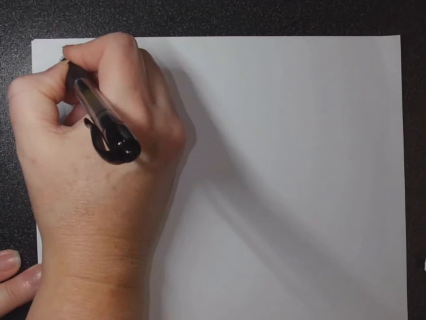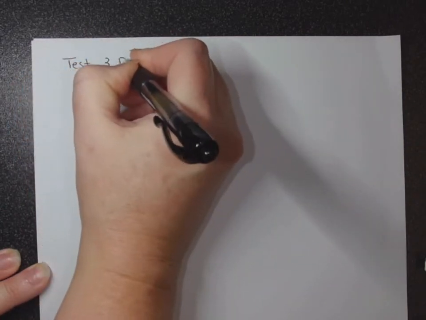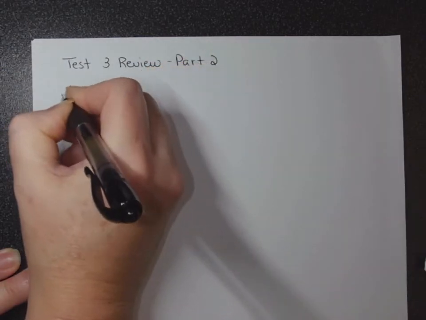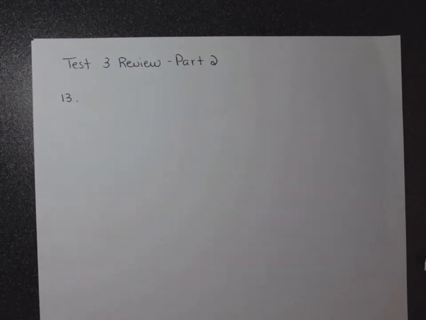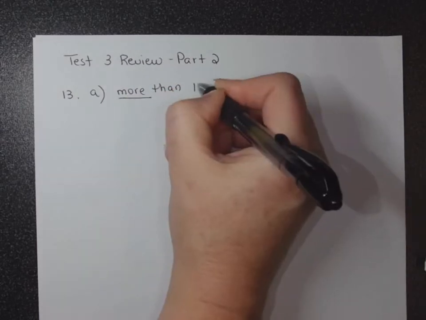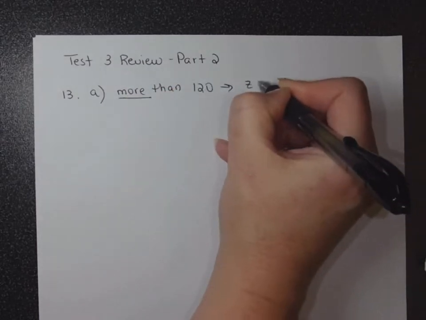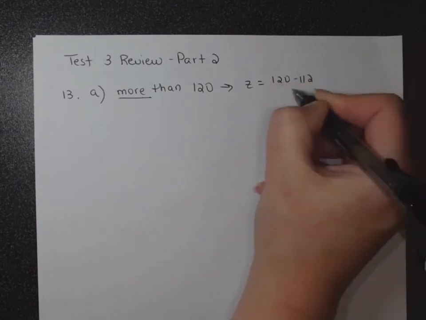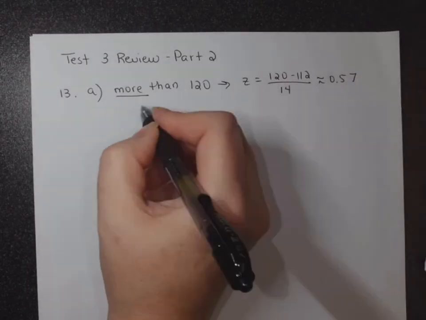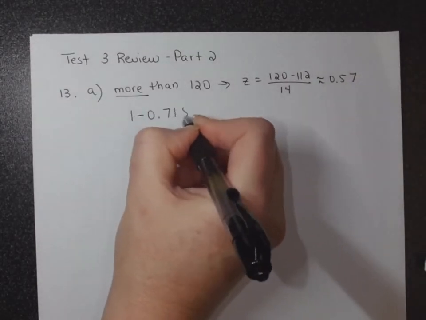All right, so this is going to be the second half of the review. So we'll start with number 13. Still, you're going to need your chart. So for 13A, it asks for the probability of more than 120. And remember, z-score is found by doing value minus average over standard deviation. So that gives us a z-score of about 0.57. So since it's more than, we do 1 minus what we read from the chart.